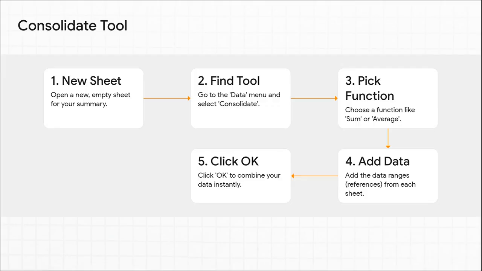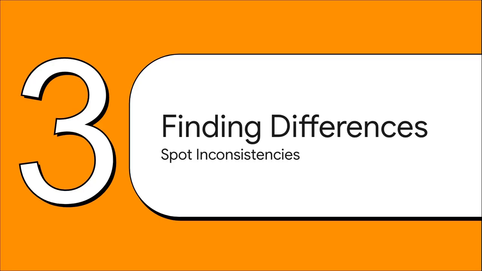Okay, so how do we actually do this? One of the best ways is using the built-in Consolidate tool. It's actually pretty simple. First, you just open a new, empty sheet. Then you go to the Data menu and find Consolidate. Step 3, you choose a function, like sum or average. Next, you just add the data ranges from each sheet you want to merge. And finally, you click OK, and just like that, your data is instantly combined. It's really that efficient.